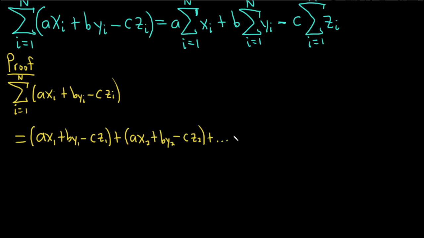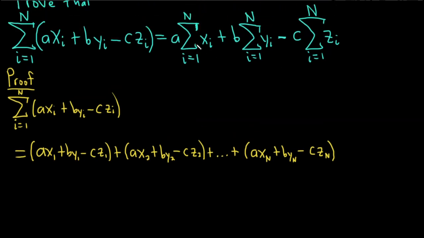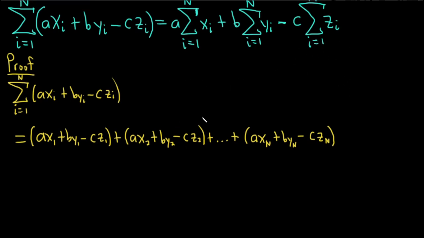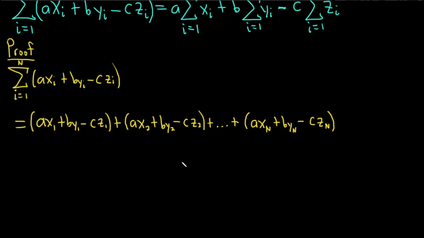You just keep plugging them in and adding, and the very last one that you plug in is capital N. So the very last term will be a x sub N, whoops, it's a capital N, plus b y_N minus c z_N, just like that. Okay. And now we have to figure out how to get this. Basically, we have to get a times the sum of the x's plus b times the sum of the y's minus c times the sum of the z's. The natural thing to do is to group all of the x's, the y's, and the z's. So let's carefully do that.